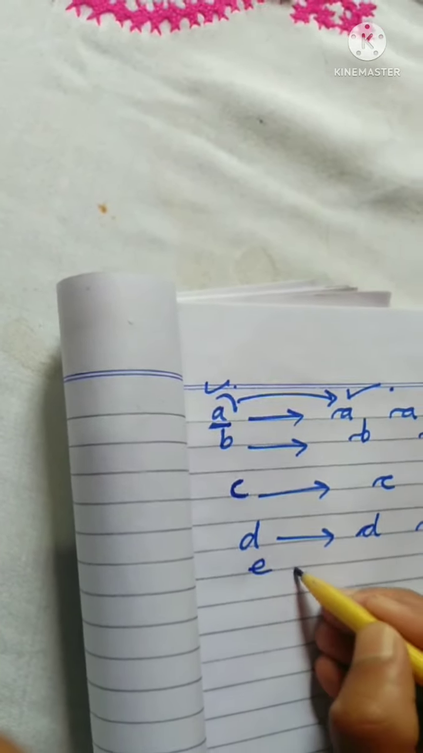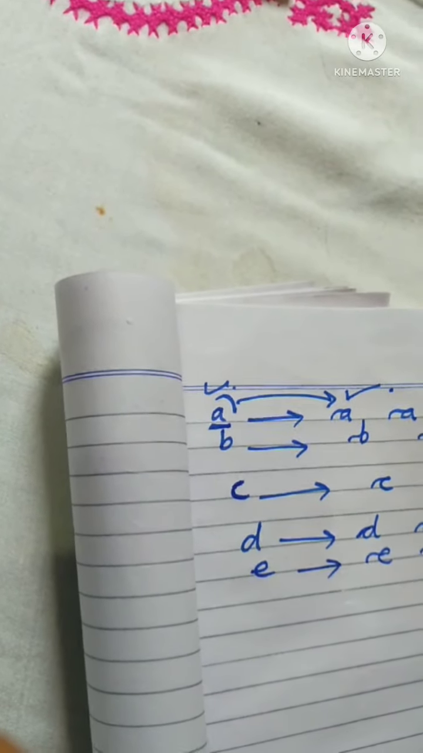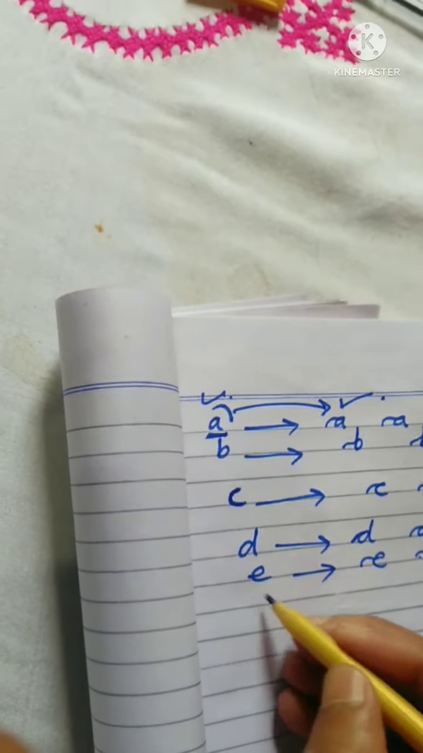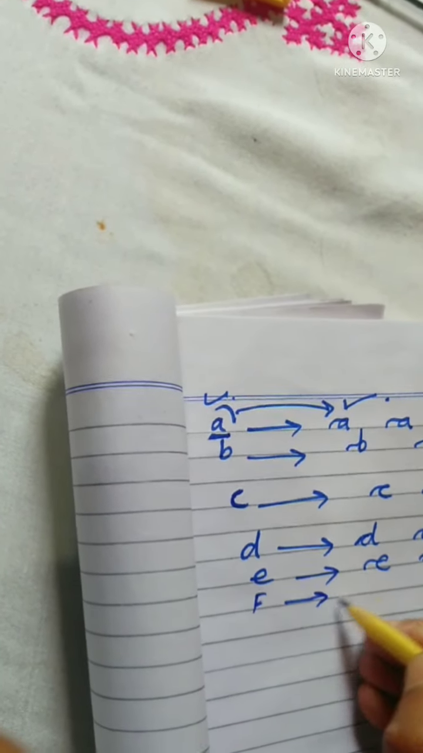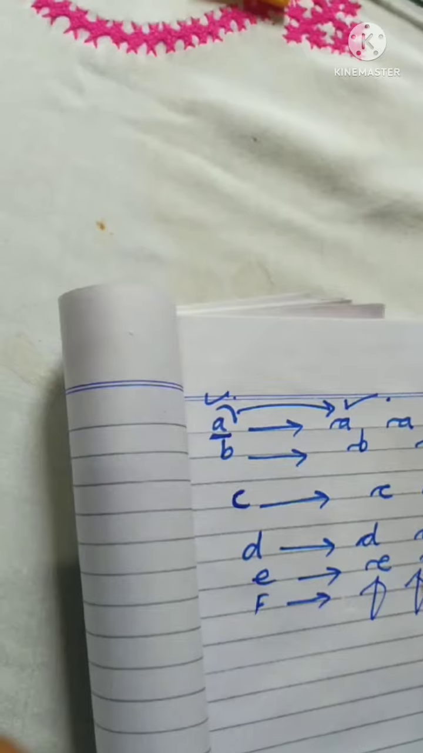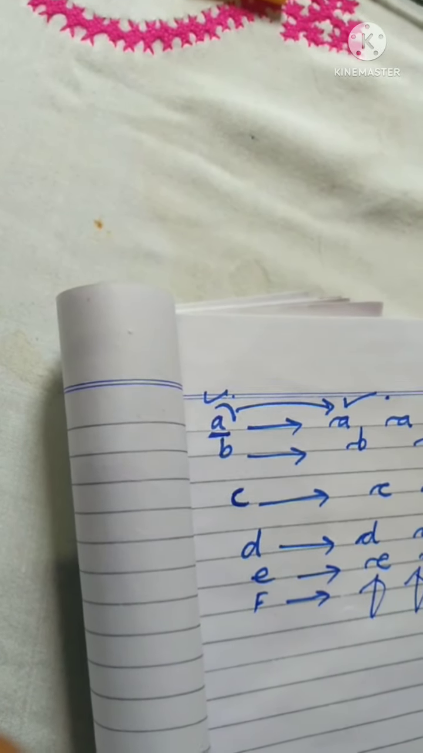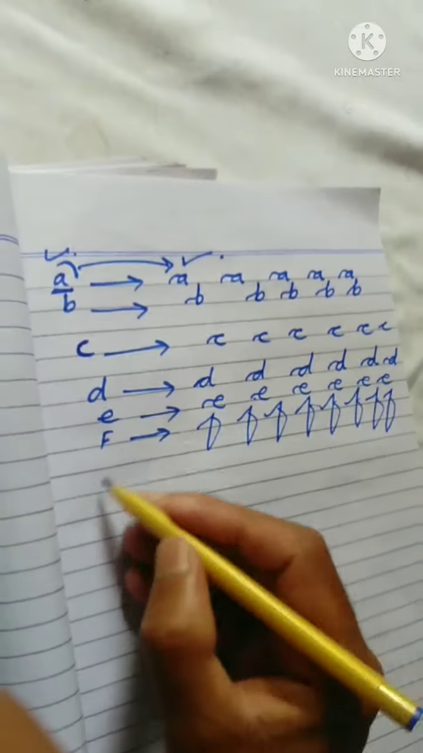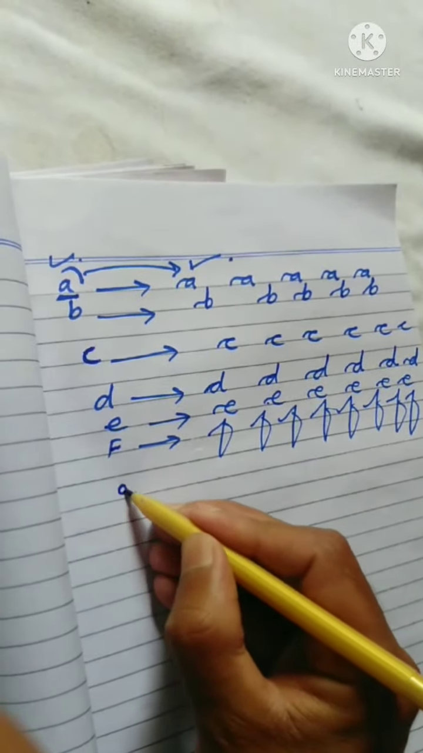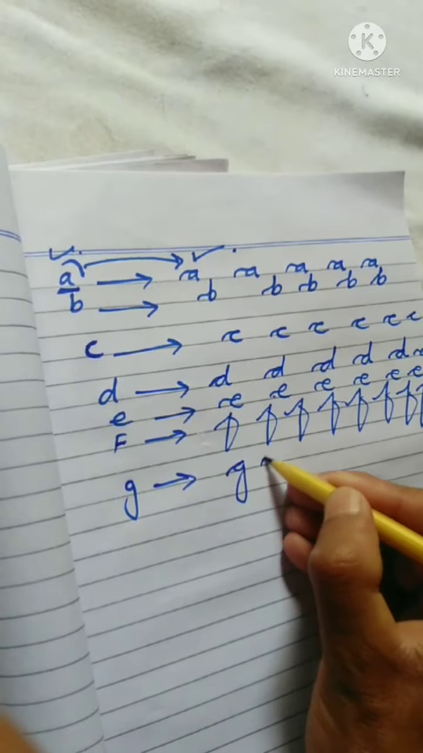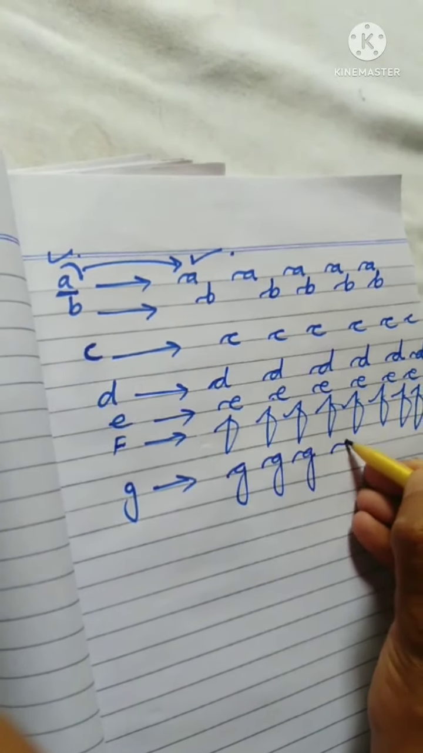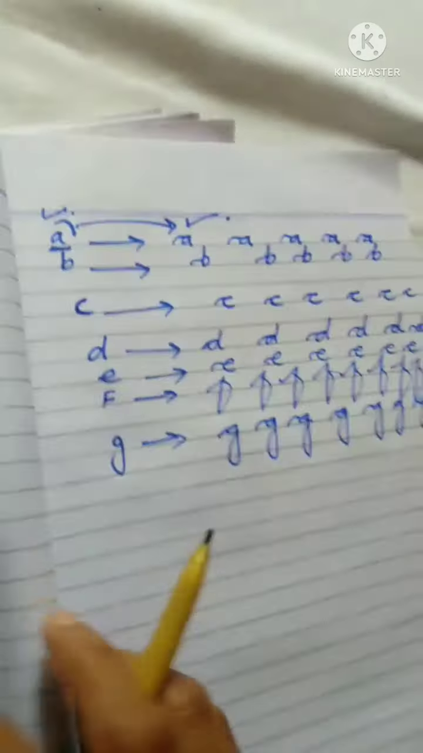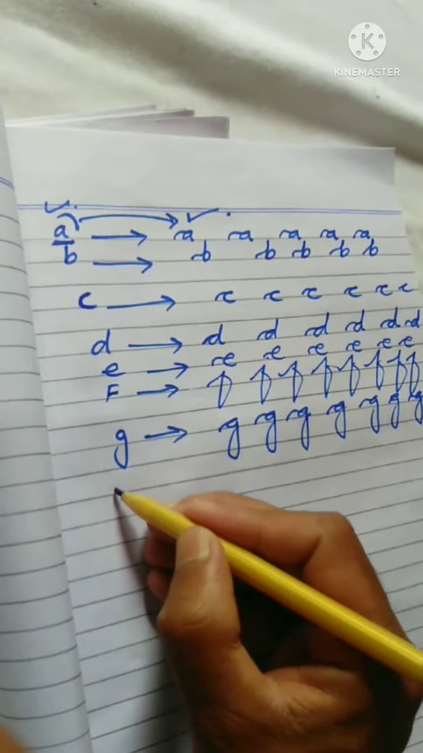E. F. We may write F like this. F. And G. In joint writing, we may write G like this. G. After G, H.